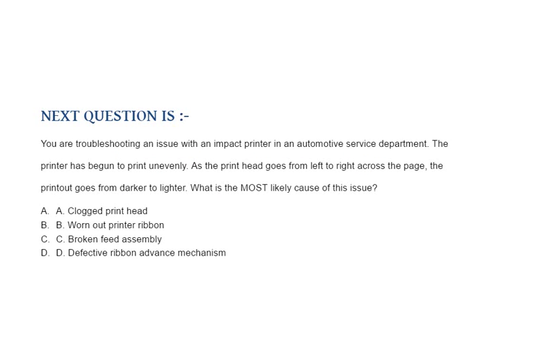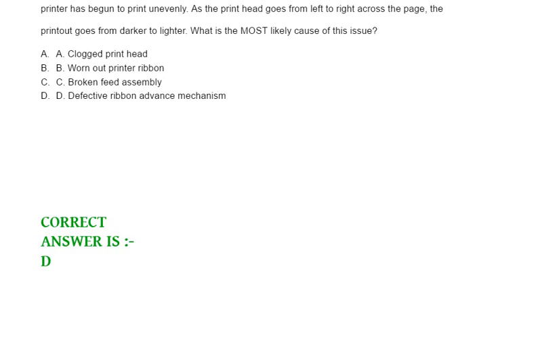Question is, you are troubleshooting an issue with an impact printer in an automotive service department. The printer has begun to print unevenly. As the print head goes from left to right across the page, the printout goes from darker to lighter. What is the most likely cause of this issue? Option A. Clogged print head. Option B. Worn out printer ribbon. Option C. Broken feed assembly. Option D. Defective ribbon advance mechanism. Correct answer is option D.